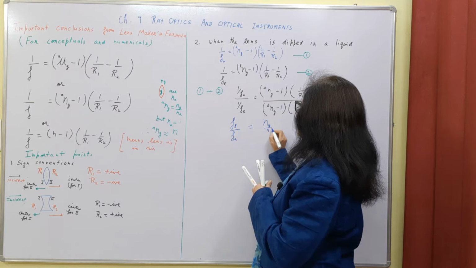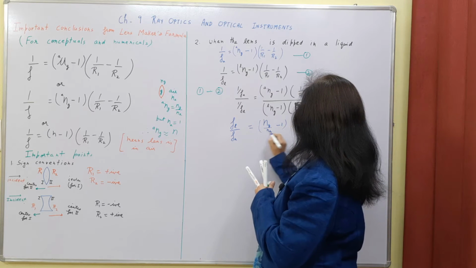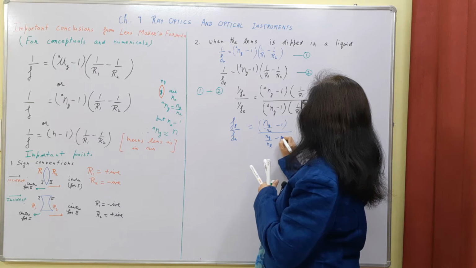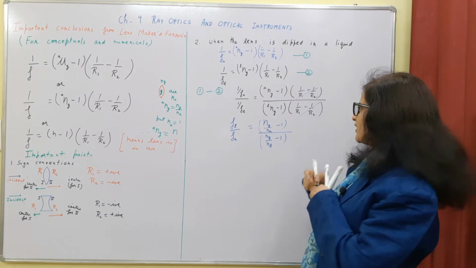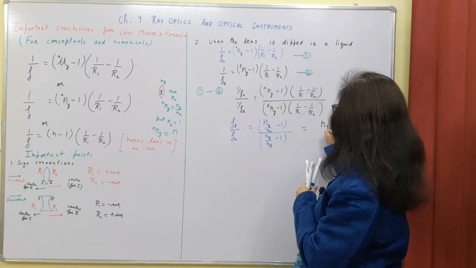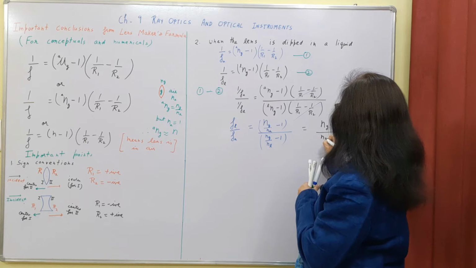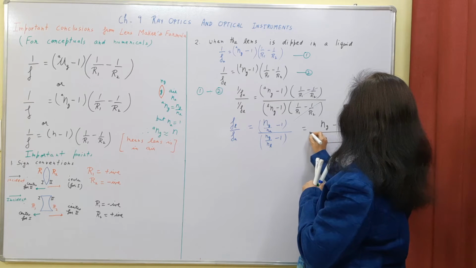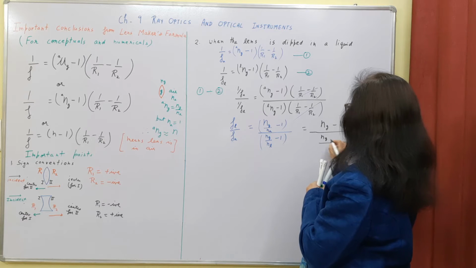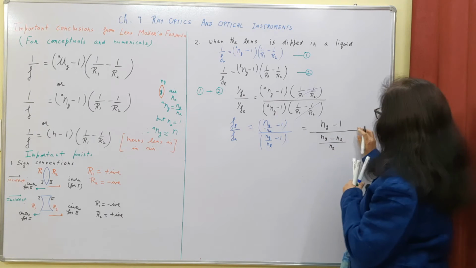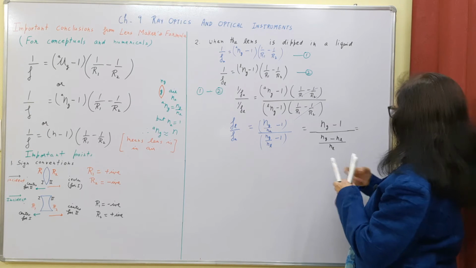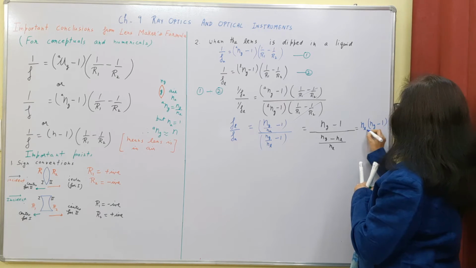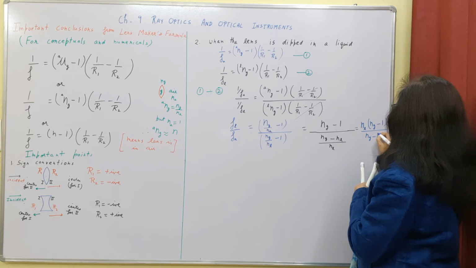This can be written as Na upon Ng upon Na minus 1 upon, this can be written as Ng upon NL minus 1. So we know that refractive index of air is 1, so there is no need to solve it further. This is Ng minus 1 upon Ng upon NL. I am taking the LCM in the denominator. So this is NL, Ng minus NL. So this on solving will come out to be NL, Ng minus 1 upon Ng minus NL.